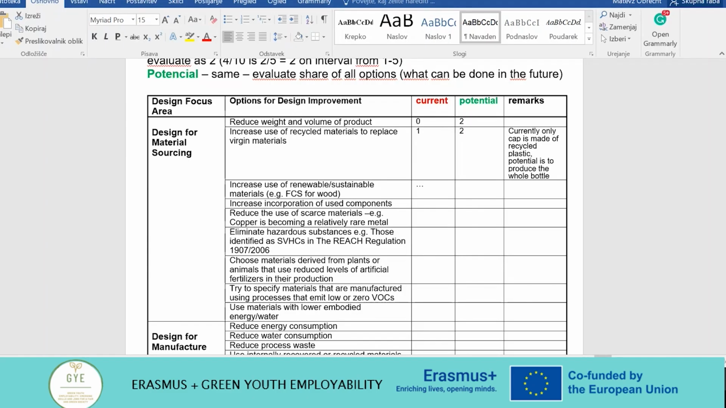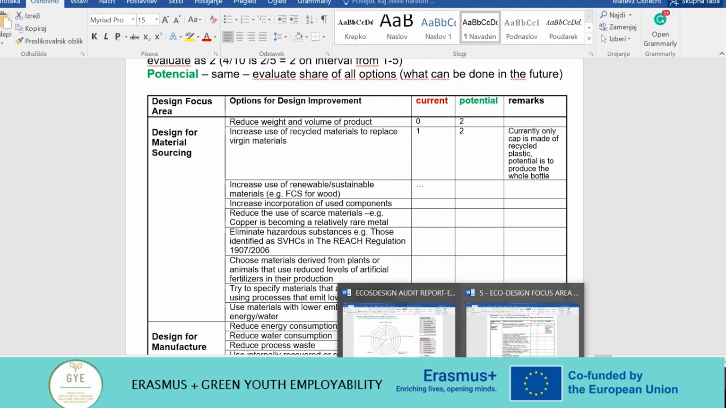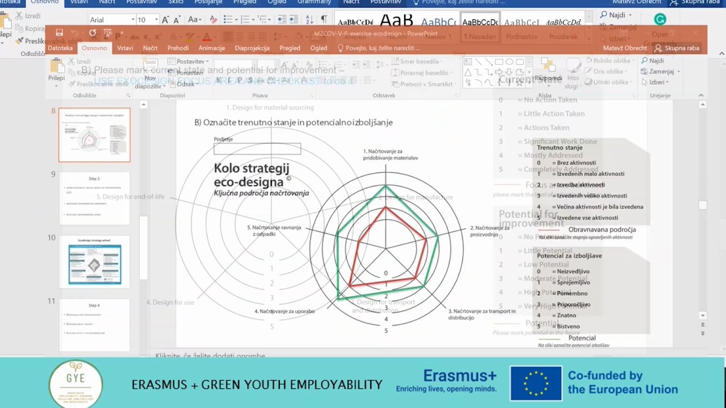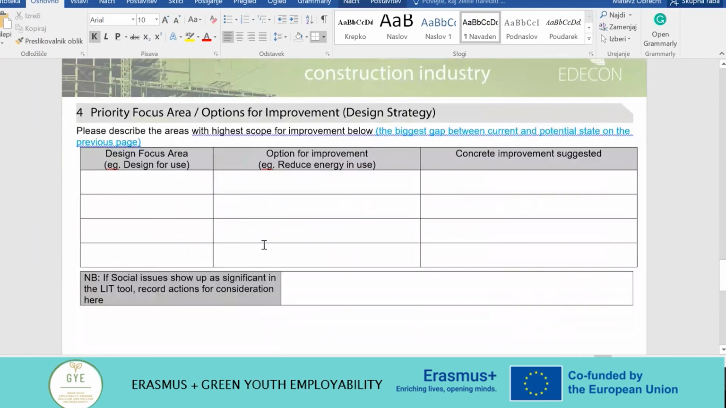So when you define this, you will get this kind of a spider diagram, and you will be able to assess the gaps. In this case, you can see here is the biggest gap, here is the second biggest, here is the third biggest, and here the gap is not that significant. So in this case, you will define the biggest gaps.